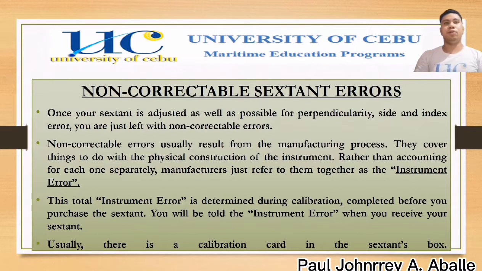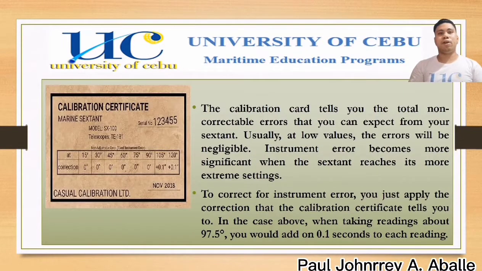This total instrument error is determined during calibration, completed before you purchase the sextant. You will be told the instrument error when you receive your sextant. Usually, there is a calibration card in the sextant box. The calibration card tells you the total non-correctable errors that you can expect from your sextant. Usually at low values, the errors will be negligible.